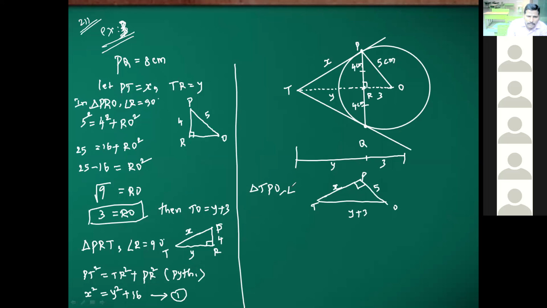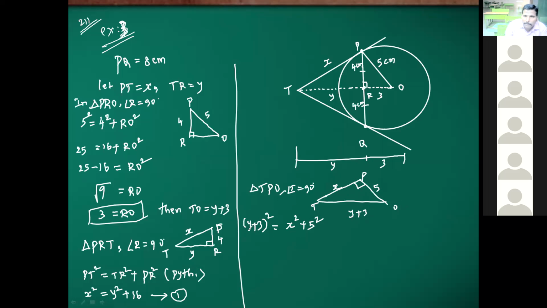Now we'll go for, okay, here T is equal to 90 degree. Let's go for this. What is that here? Not x square, square of the hypotenuse first. Then what is that? Y plus 3 whole square is equal to x square plus 5 square. What am I doing here? Square of the hypotenuse side. The hypotenuse is TO, so y plus 3 you can square, that's it. TP square plus PO square.